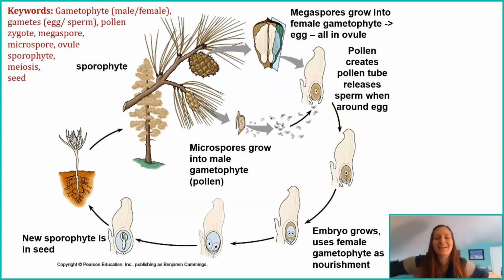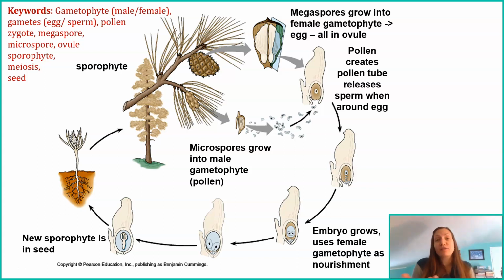So, life cycles! After this one, there's only one left. Again, the left-hand side has the key terms. We've got gametophytes, both male and female. We've got gametes, egg and sperm. We've got pollen, zygotes, and spores, but we start calling them megaspores and microspores, and more on that soon. We've got ovules, sporophytes, meiosis, and of course, our beautiful seeds.